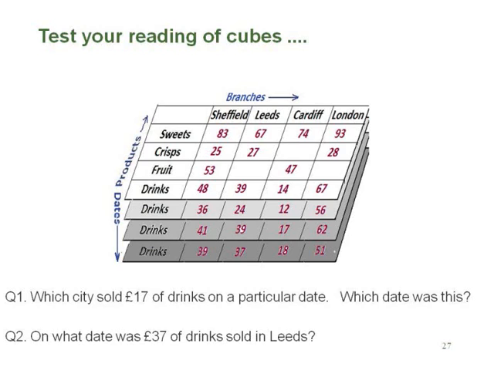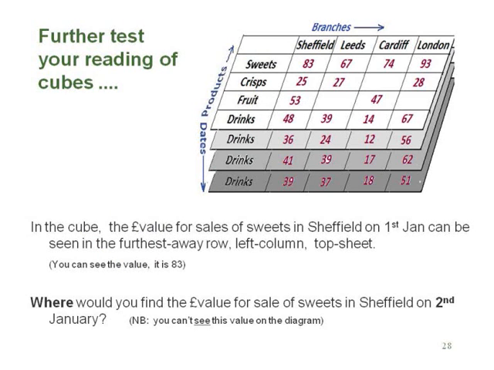And the second question, on what date was £37 worth of drinks sold in Leeds? And the answer is the 4th of January. Can you see how you are using the rows, columns and levels of the cube? Let's try another test of your ability to read cubes. In this cube, the sales value for sweets in Sheffield on the 1st of January can be seen in the furthest away row, left column on the top sheet. You may be able to see that that value is 83.